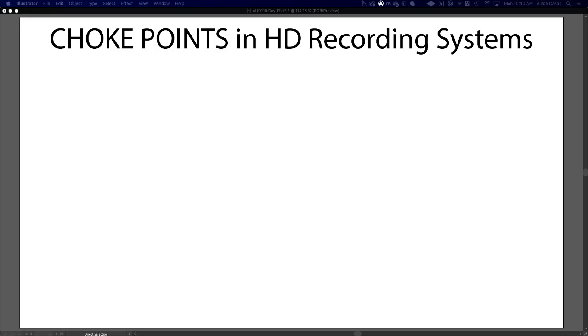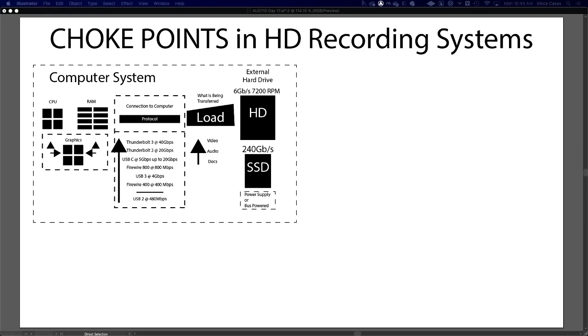Well, when looking at using an HD system, there's a couple choke points for the HD system. The choke point means a place where there's a limitation that will bottle us up and keep us from being able to fluidly run our system. The first of those really comes down to the computer system.